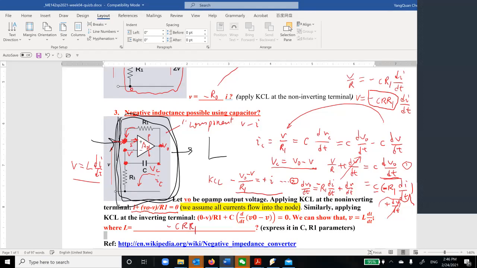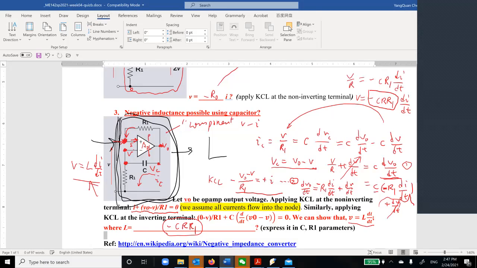CRR1, okay? Let me see if everything is correct. V divided by R and C dV/dt. Yes, it's correct. So that will give you actually a negative inductance, okay? Negative inductance. So you can write this as V is L di/dt this way.